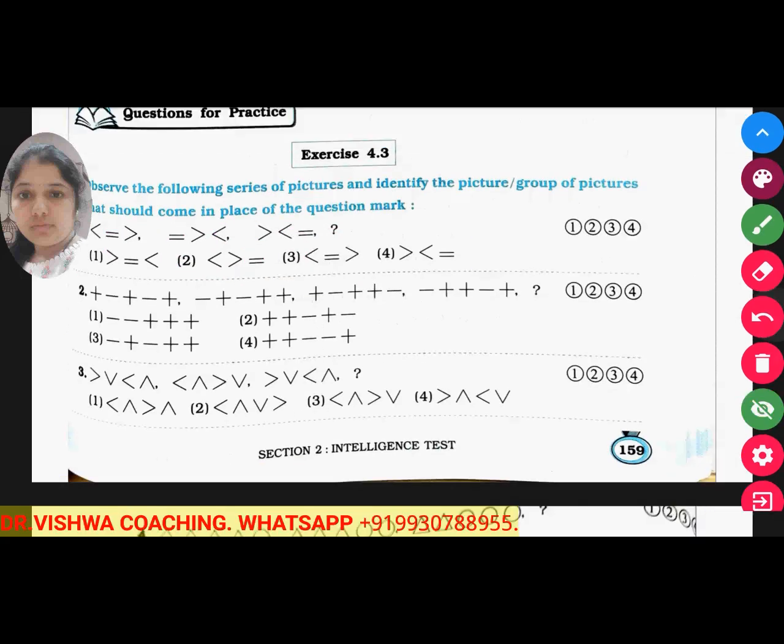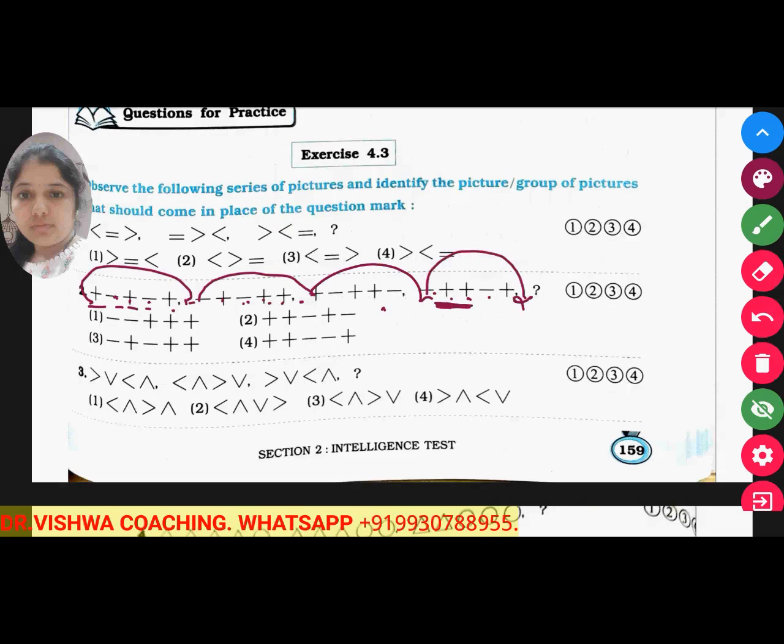Now here, plus minus plus minus plus. Now this plus sign moves to the end, so it becomes minus plus minus plus plus. Again this minus sign moves here, so it becomes plus minus plus plus minus. Now again this plus sign moves here, so it becomes minus plus plus minus plus. Okay. Now what is the next? This minus sign will move to the end.